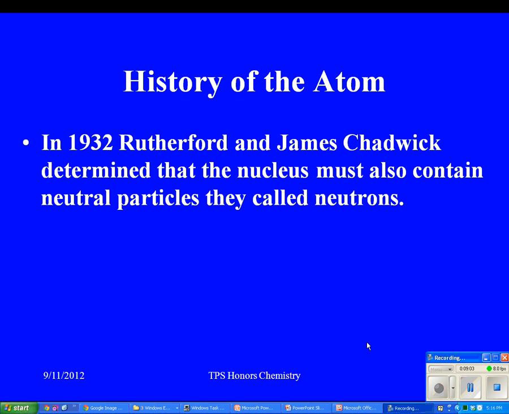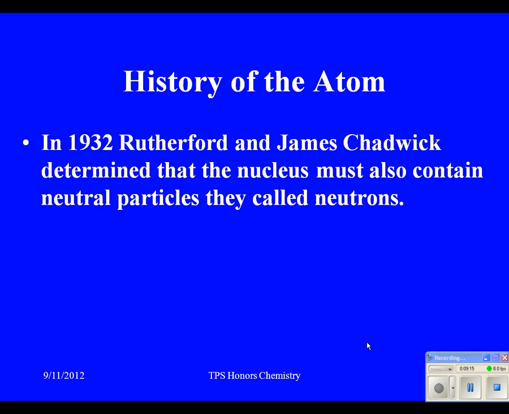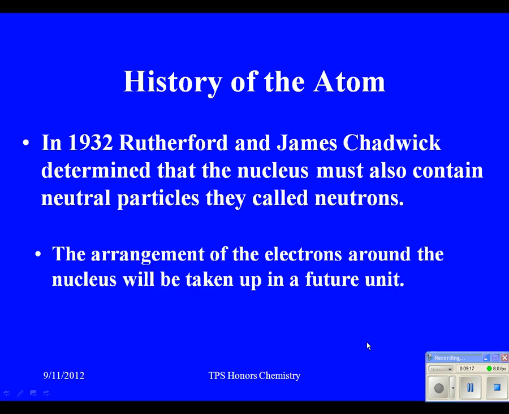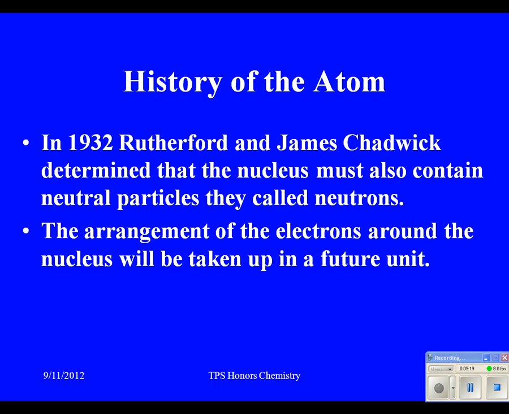And finally, in 1932, Rutherford and Chadwick determined that the nucleus must also contain neutral particles. At this time, they called those neutrons. We'll spend quite a bit of time later on, in a future unit, on the arrangement of the electrons around the nucleus. That's going to be most important in terms of understanding the chemical properties of the individual atoms of different elements.